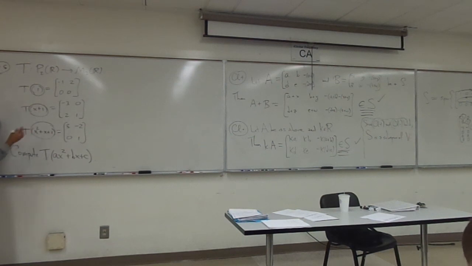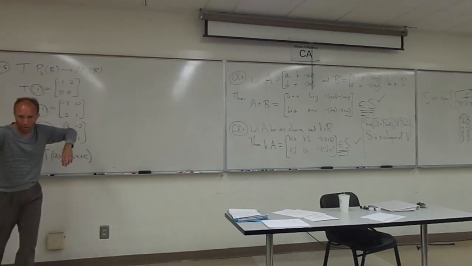This is not the question at hand, just a side point. Why are these three circled things a basis for P2 of R? Put it in a vector matrix. The dimension is 3. This is 3, and how many things do I have here? 3. So it's the right number.